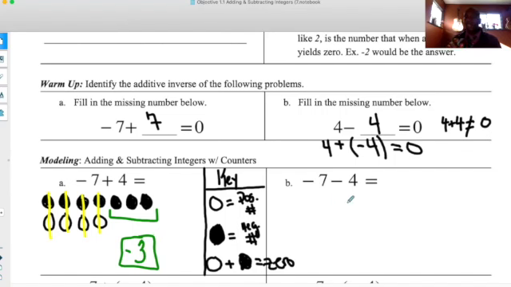B says -7 minus 4. Now, this could be different.